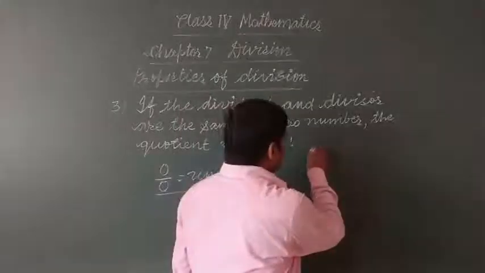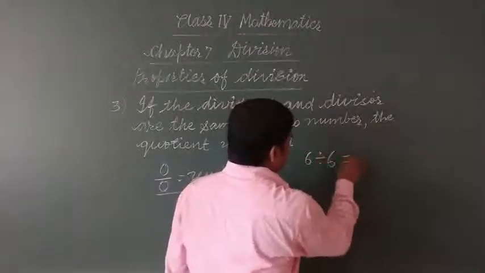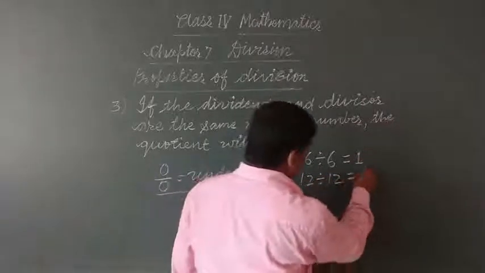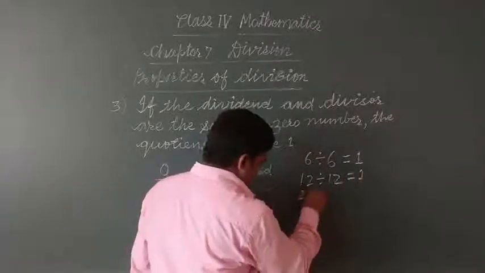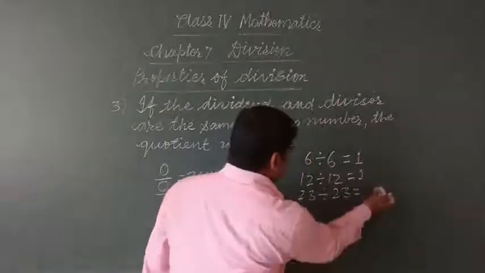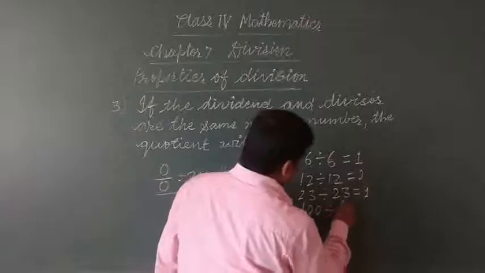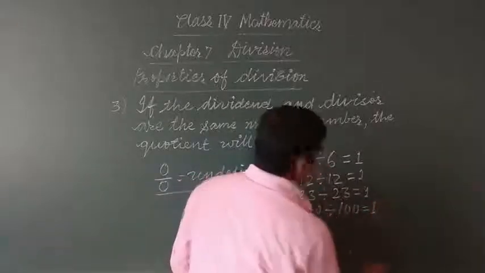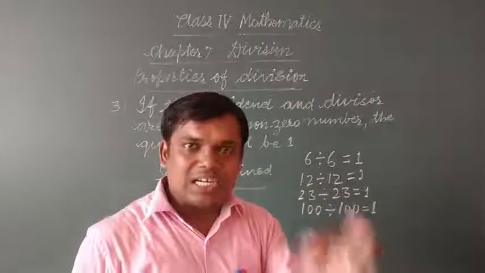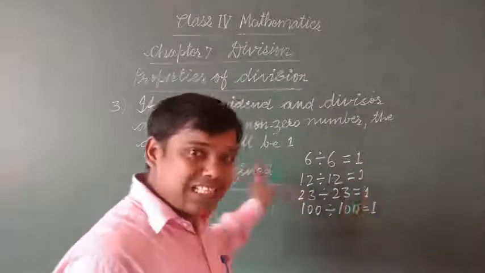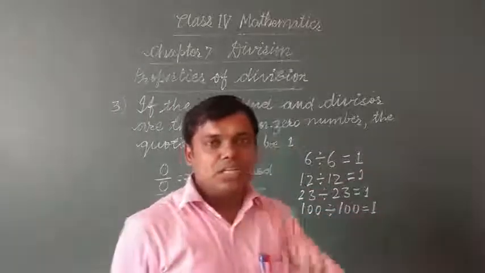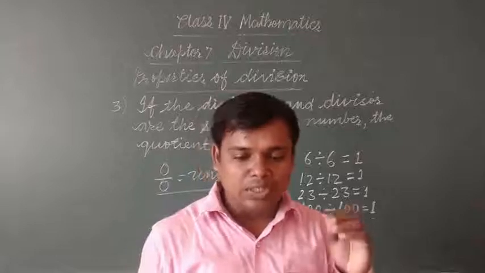For example, 6 divided by 6, the quotient will be 1. 12 divided by 12, the quotient will be 1. 23 divided by 23, the quotient will be 1. 100 divided by 100, the quotient will be 1. So these are the examples. With the help of these examples, you can understand that when a number is divided by itself except 0, the quotient will be 1. Okay, so these are the 3 properties of division you have to read here.